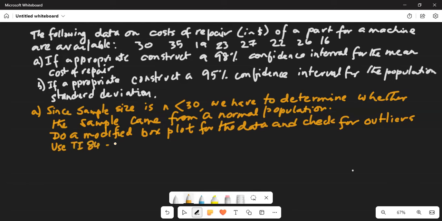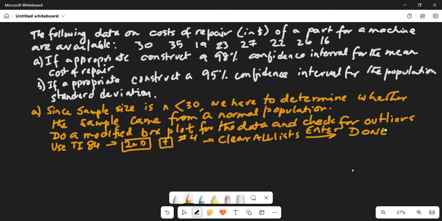So the first thing is the second button, then the plus button, which is on top of the enter button on the bottom right corner of the calculator. Then select number 4, which will put clear all list on our calculator screen. Then hit enter, and it says done. That means we have cleared the memories of the calculator.